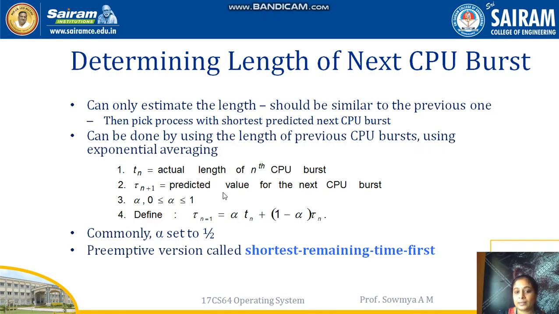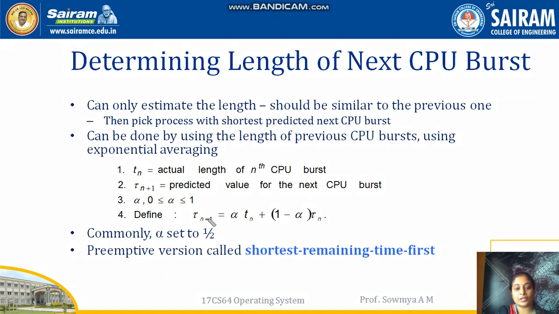Tau n plus 1 is the predicted value of the next CPU cycle. Alpha lies between 0 and 1. So we define the next cycle, tau n plus 1, as alpha times Tn, which is the actual time, plus 1 minus alpha times tau n. Tau n is the predicted value.